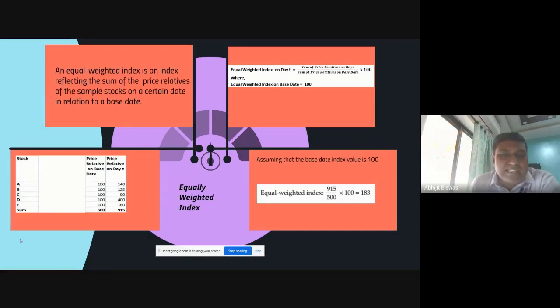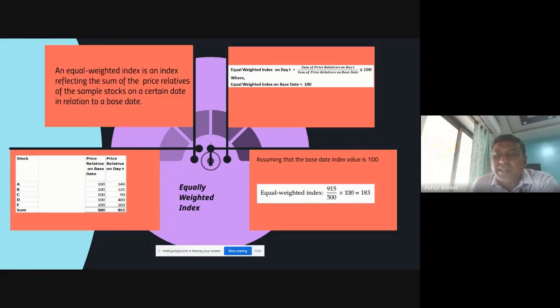Likewise, in this case, you can see stocks A, B, C, D, E. The price relative on the base date, as I told, is always 100 for all the stocks: 100, 100, 100, 100, 100. And the price relative on day T is 140, 125, 90, 400, and 160. So you have to take the sum of the price relatives, which is 915. That you put in the numerator, divided by the sum of the price relatives on the base date, which is 500. So 915 by 500 multiplied by 100 is 183.